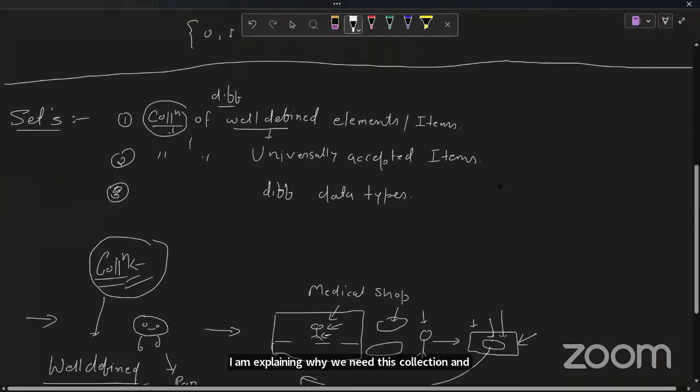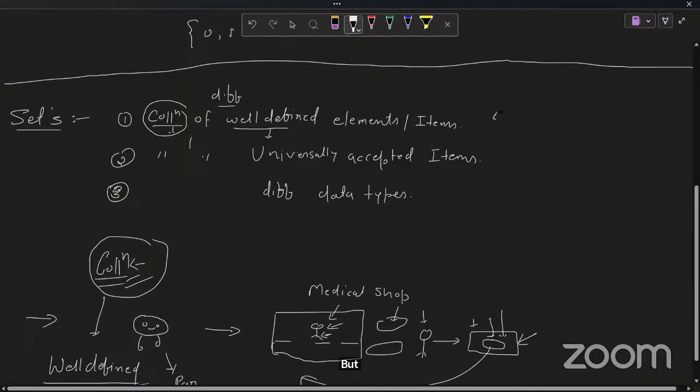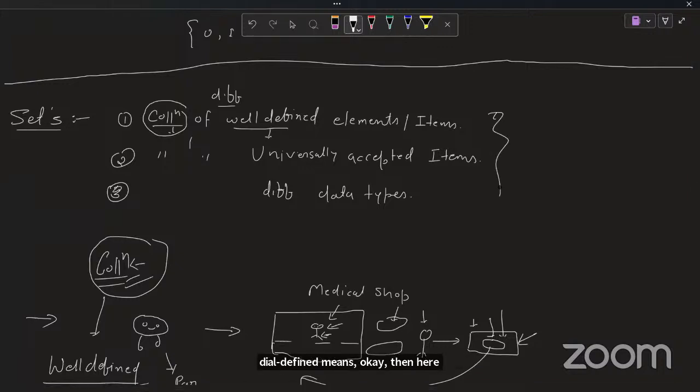I am not saying this definition is correct. I will let you know what is the wrong thing inside this definition. There is a small mistake that you have made in this definition. I will correct that definition, but I am just explaining why we need collection here and what this well-definedness means.